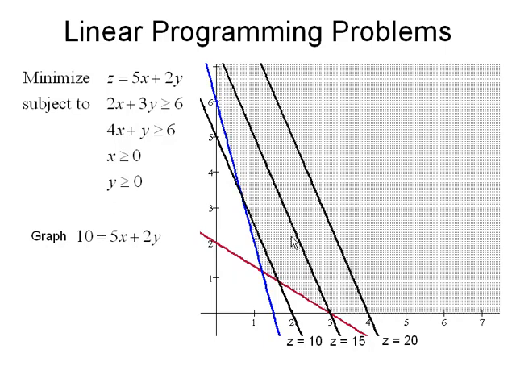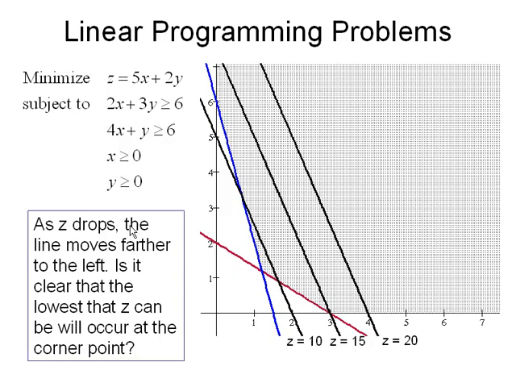Let me do one more. I get another parallel line, and what you'll notice is z equals 20 was here, 15 was here, 10 was farther to the left, so the observation I might make here is, as z drops, the line moves farther to the left. Is it clear that the lowest that z can be will occur at the corner point that's right here? And it's probably going to be a z value, it looks like something like 7, 8, or 9, right in that range. But if I go any farther than that, I'll get lower z values, but I won't be in the feasible region anymore.